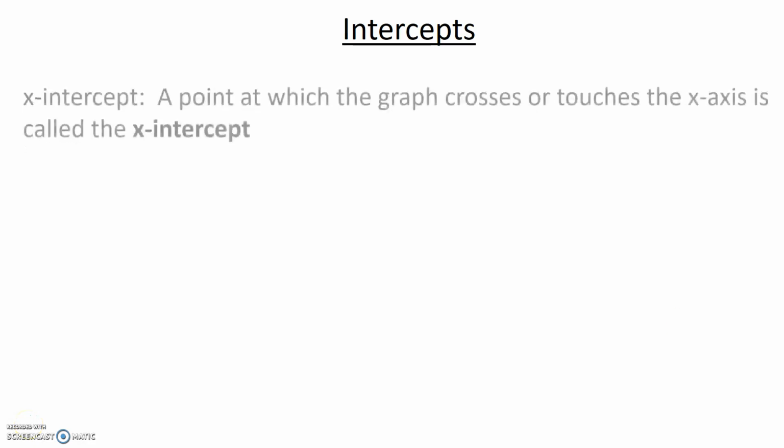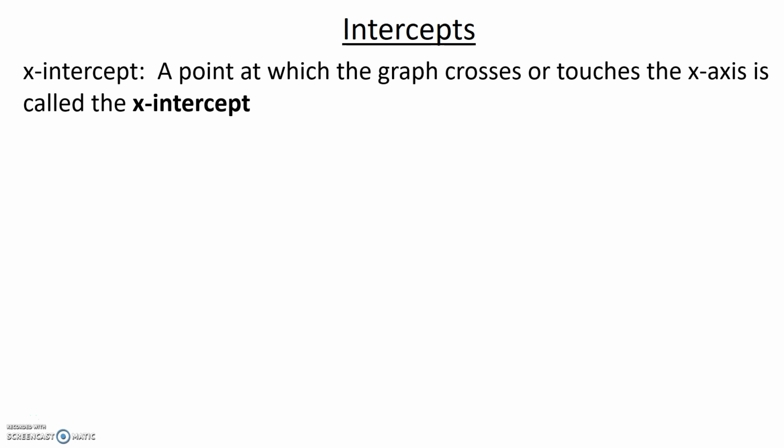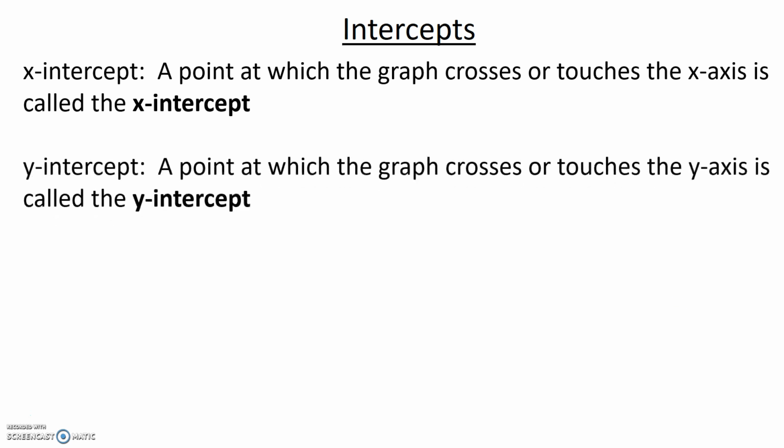In this video, we are going to talk about intercepts. The x-intercept is a point at which the graph crosses or touches the x-axis. The y-intercept is a point at which the graph crosses or touches the y-axis.